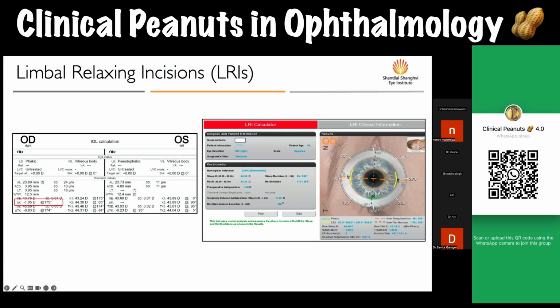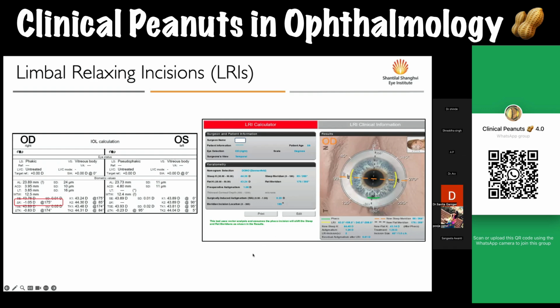A rule of thumb, if you don't want to go and do all of this for every patient, is that approximately 1 clock hour of paired incisions will correct around 1 diopter of astigmatism, and 1 clock hour is around 30 degrees. So anything up to 1.5 diopters can be corrected by LRIs.